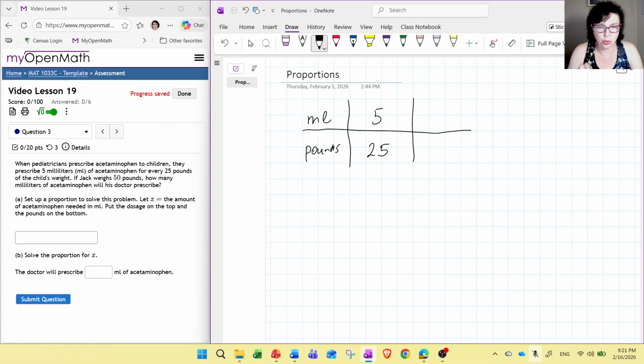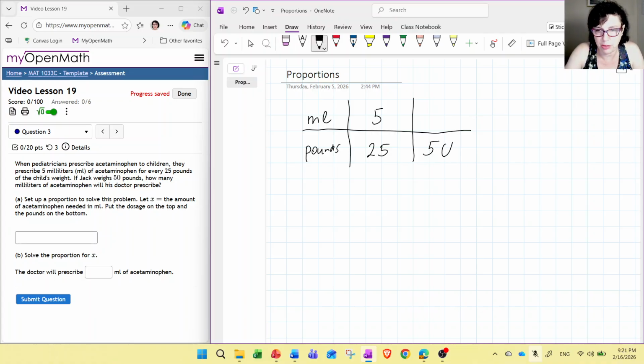The next is the crucial part. It says, if Jack weighs 50 pounds, where are we going to put the 50 pounds? Are we going to put the 50 over here, or over here? Well, 50 was the pounds, and the pounds is the second row, so that's where we're supposed to put it. See, when you make a table like this, there's no way you're going to mess it up.